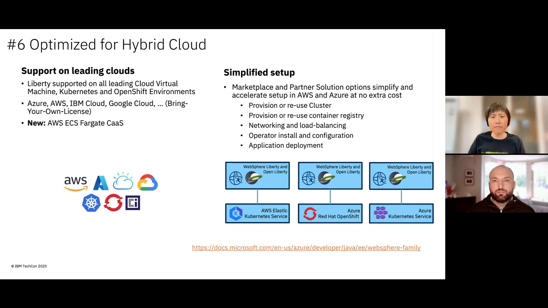In this diagram on the right-hand side, it shows you can get Liberty on AWS EKS, and also Azure, Red Hat OpenShift, and also AKS, Azure Kubernetes Service.